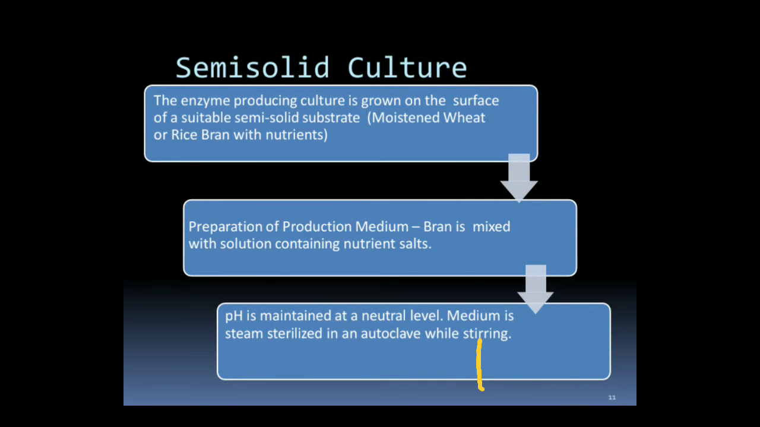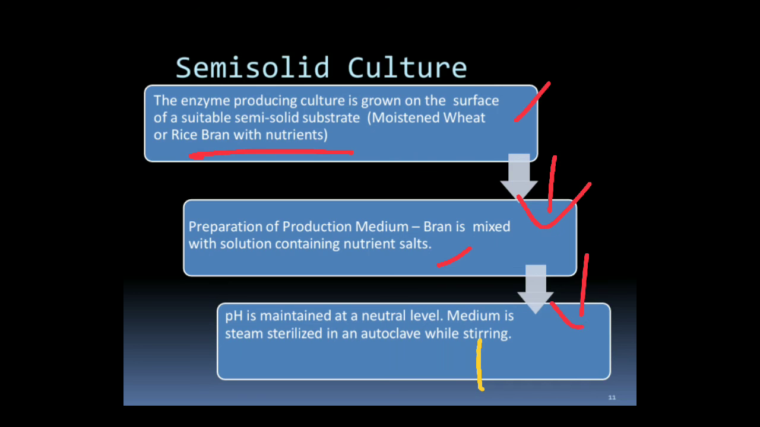Okay. So, in the details of the semi-solid culture, I have given it in a flowchart form. You can see that the enzyme producing culture is grown on the surface of a suitable semi-solid substrate. It can be a moistened wheat or rice bran with nutrients, meaning I am talking about the media. Next is the preparation of production medium, which might contain bran mixed with a solution containing nutrient salts such as NaCl, KOH, etc.